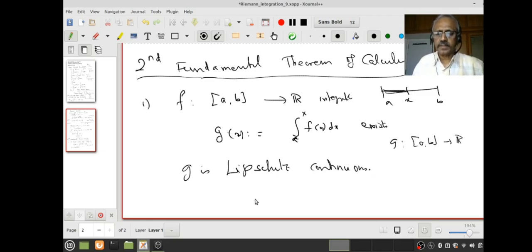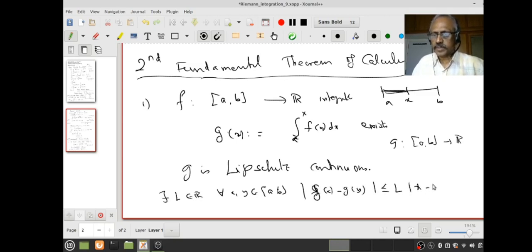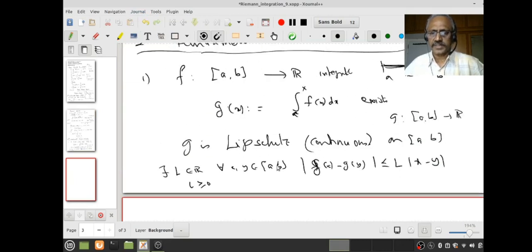So what does that mean? That is, for every x, y in [a, b], there is a constant L such that for every x, y in [a, b], modulus g(x) minus g(y) must be less than or equal to L times modulus x minus y. Therefore L has to be naturally greater than or equal to 0. Then I say g is Lipschitz, or Lipschitz continuous, on the interval [a, b]. Do you follow this? If you had seen my lectures on continuity, you would already have heard the word Lipschitz.